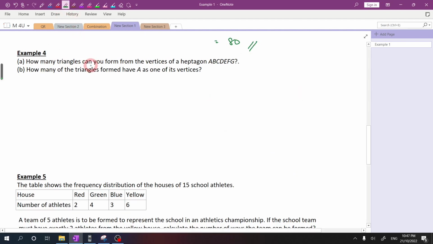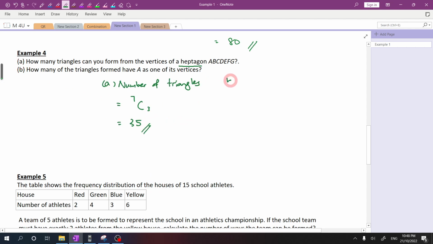Okay, now let's look at example number 4. How many triangles can you form from the vertices of a heptagon A, B, C, D, E, F, G? So we have 7 vertices here, heptagon. 1, 2, 3, 4, 5, 6, 7. To form a triangle, we need 3 vertices, right? Number of triangles is equal to, from the 7 vertices, we want to choose 3 of them to form a triangle. So it will be 7C3, which is equal to 35.